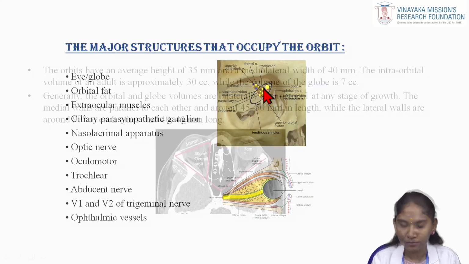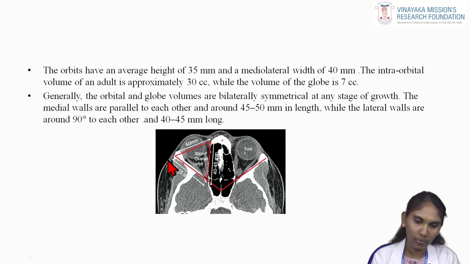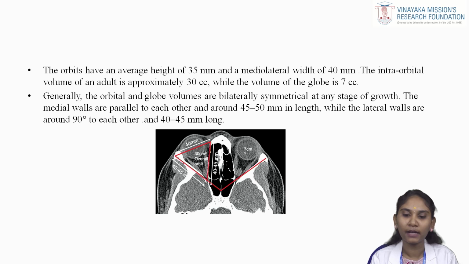Can you see here in the diagram? The orbits have an average height of 35 mm and a mediolateral width of 40 mm. Now we look at the volume. The intraorbital volume of the adult is 30 cubic centimeters, whereas the volume of the globe is 7 cubic centimeters. So know the difference. Generally, the orbit and globe volumes are bilaterally symmetrical at any stage of growth.